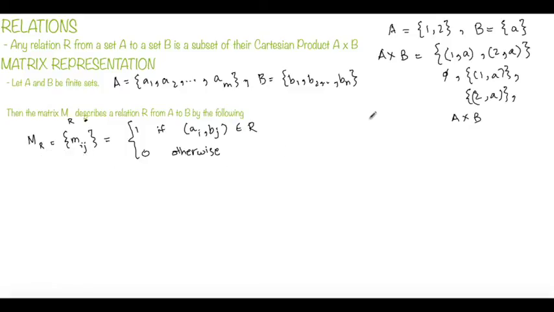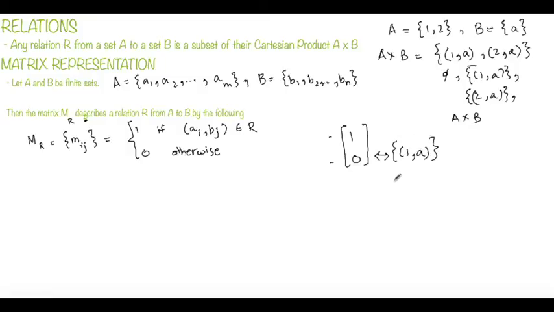So let's see an example. For this one, how many elements do we have? For A, we have 2 elements, so we have 2 rows here, row 1 and row 2. And how many elements do we have for B? We have 1 element, so we have 1 column here. For example, we are talking about the matrix representation of just (1, a) as the relation. So the first row becomes 1 and the second becomes 0.